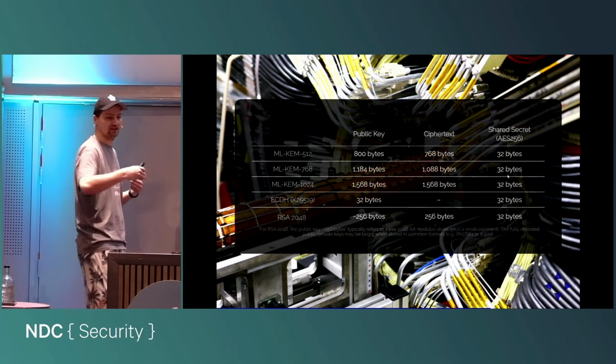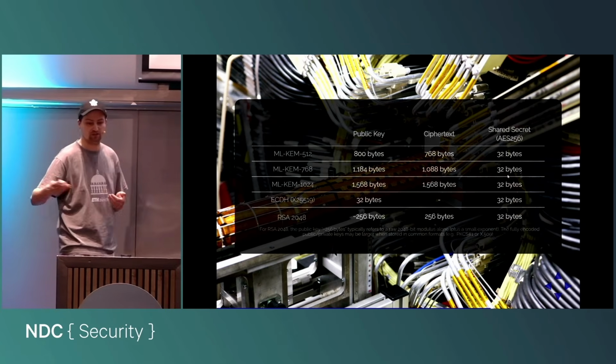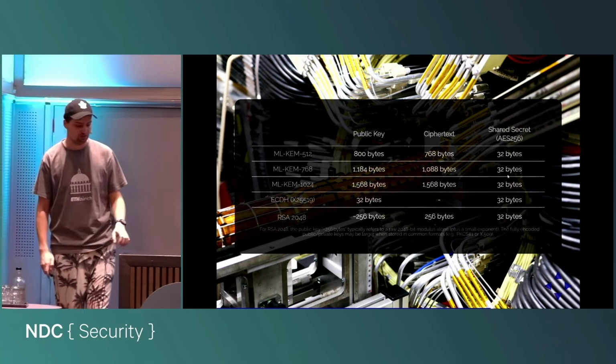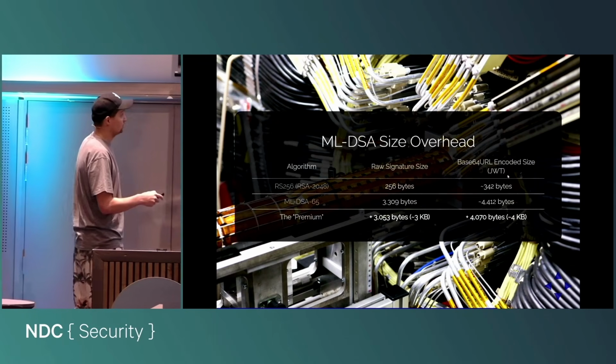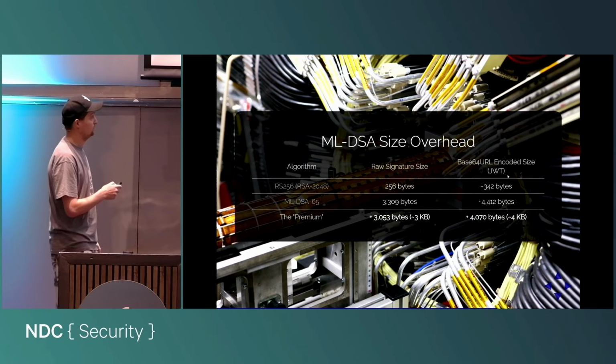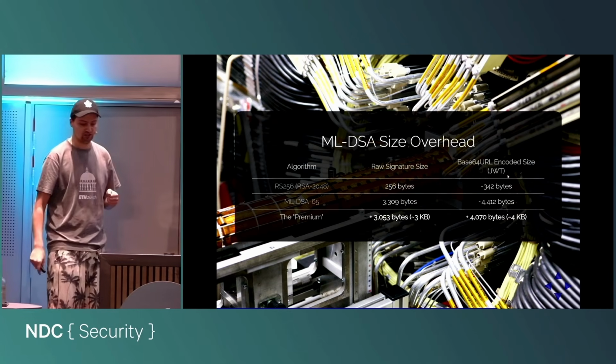So there will be like a graveyard of devices, like IoT devices, that simply cannot be updated to post-quantum cryptography. It's even more prominent with MLDSA, where the overhead for the signature is like 3 kilobytes compared to RS-256, for example.